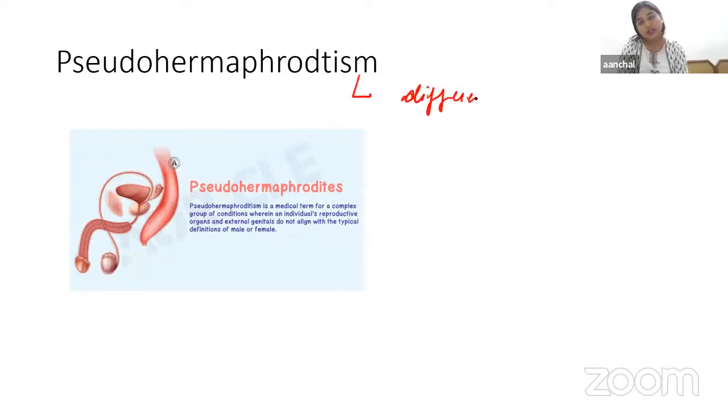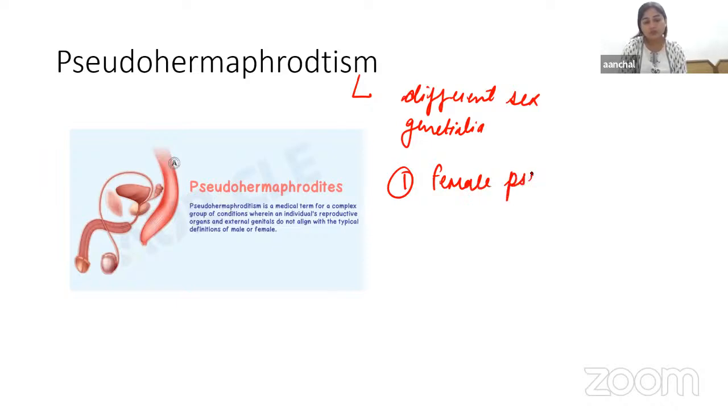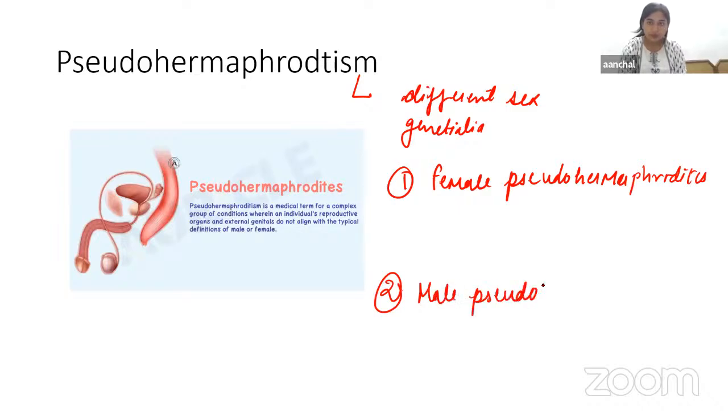Okay, so in this type of person, different sex genitalia is present. Okay, then there are two types of most common person. The first we have female pseudohermaphrodites and male pseudohermaphrodites.